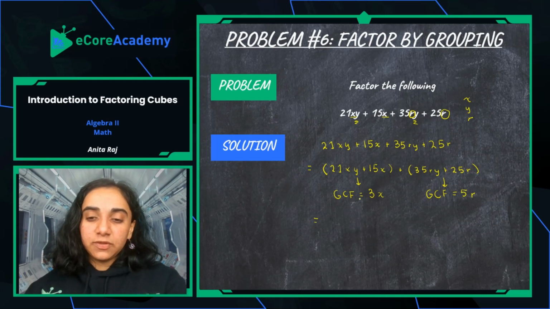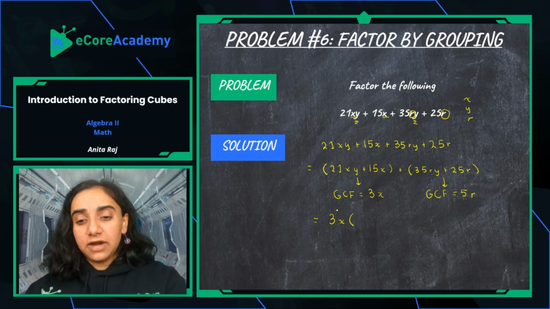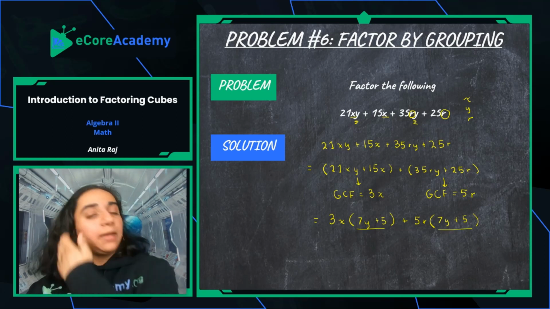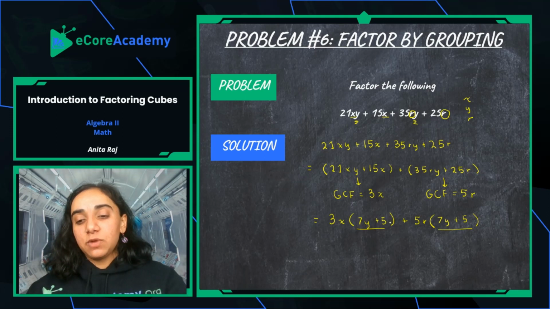I'm going to rewrite these sets of parentheses with the GCFs in front. So 3x, 21 divided by 3 is 7. xy divided by x is just going to leave us with y. 15x divided by 3x is just going to give us 5 because the x's will cancel out. Plus, I'm going to put my GCF in front, 5r. 35ry divided by 5r, well, 35 divided by 5 is 7. R's will cancel out and just leave the y. Plus, 25 divided by 5 is 5, and the r's will cancel out again. And as you can see, we've achieved our goal. We have gotten the same expression in these two parentheses, 7y plus 5.